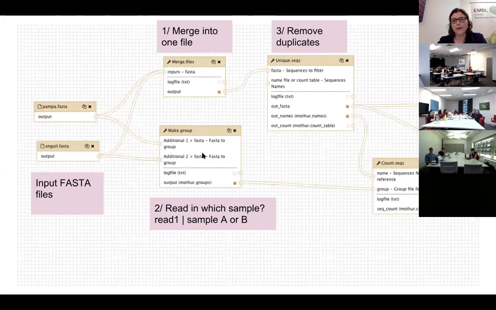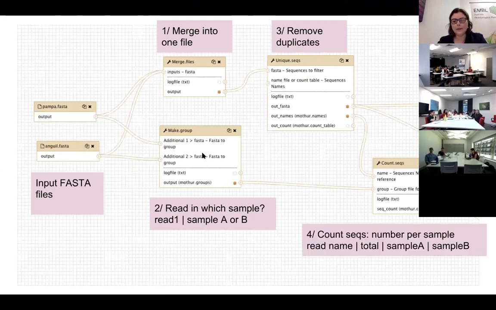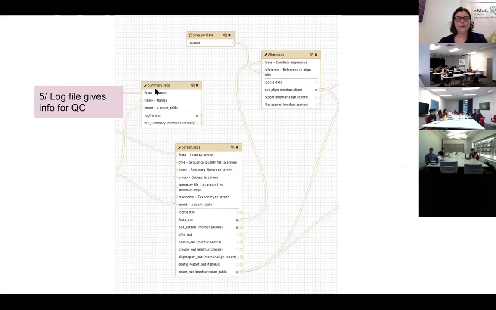Then we do the step where we remove the duplicate sequences. Then we count the number of sequences per sample. You can see in this workflow that the tool names that we're going to use are at the top of each of these squares. So that step there is the count.seq step. Then we will do a summary.seq step, and the log file from that will give us some information for quality control. So we'll use that information in the screen.seq tool.